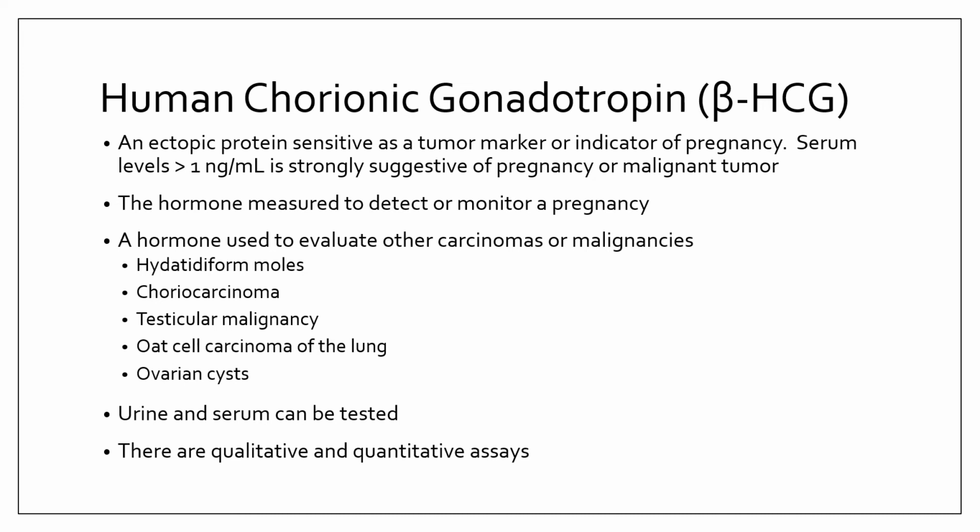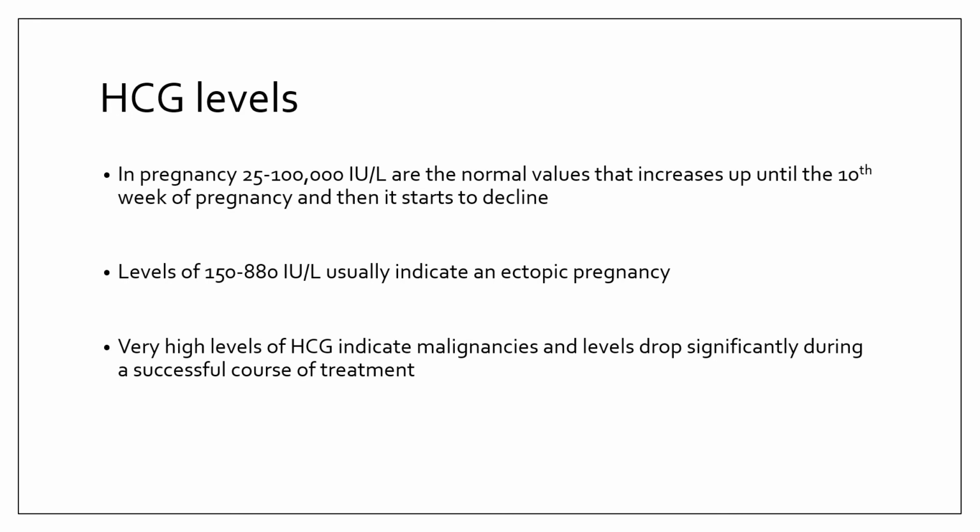We can test both urine and serum for this type of test, and there are qualitative and quantitative assays available. Usually what's performed in the hospital laboratory is a qualitative urine HCG or a qualitative serum HCG, and most of the time that's for pregnancy diagnosis. HCG levels will go up in pregnancy anywhere between levels of 25 and 100,000 international units per liter. Okay, and these values double exponentially all the way up into the 10th week of pregnancy, and then it starts to decline. So we see very high numbers of HCG levels in people that have a normal pregnancy.